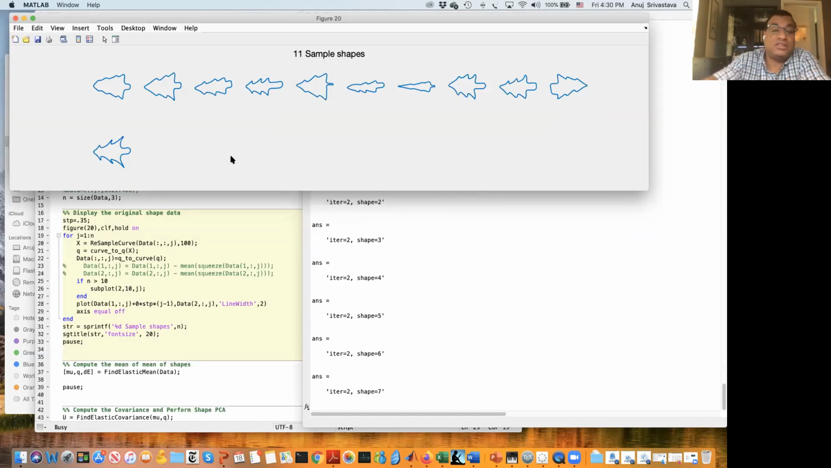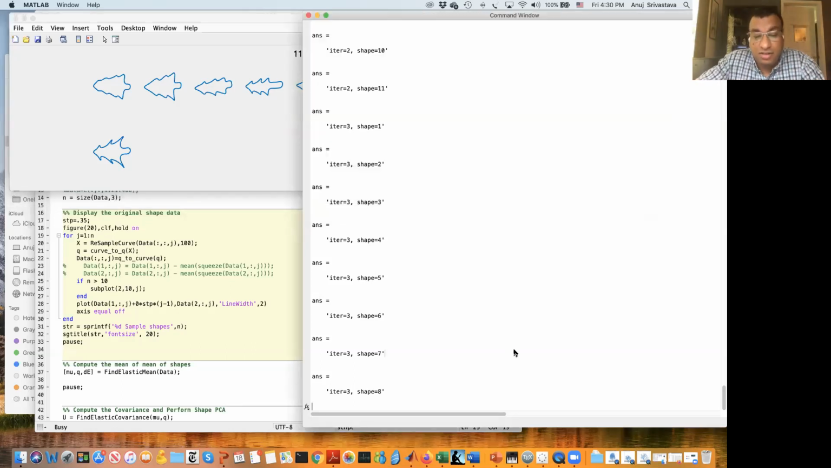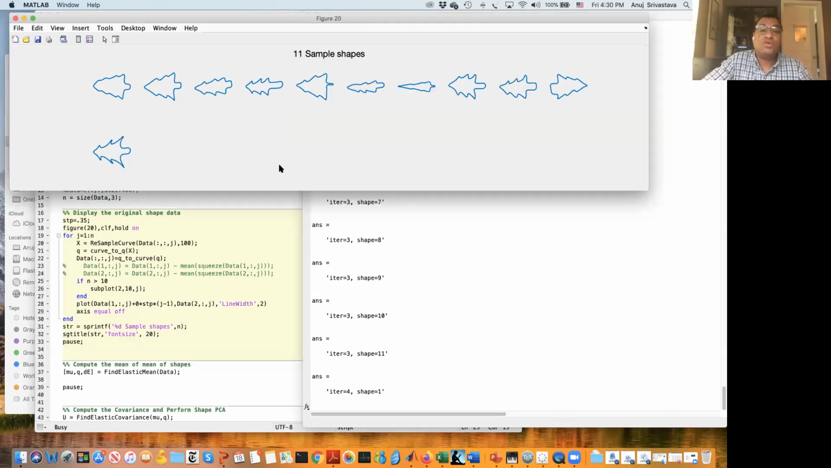And so this is running. What it does is at every iteration, it computes the deformation to individual shapes. So I have 11 shapes. Every iteration, it computes the geodesic to each one of the 11 shapes and updates the mean in each iteration. So it runs 3 or 4 iterations. It has run 3 iterations almost, and it's going to do 1 more iteration. So I'm looking for an average shape.